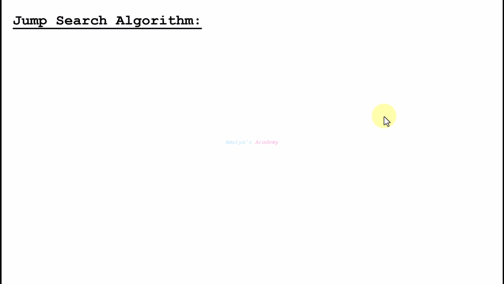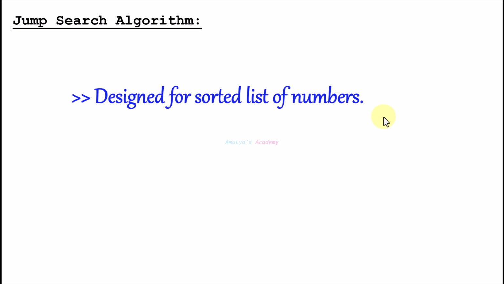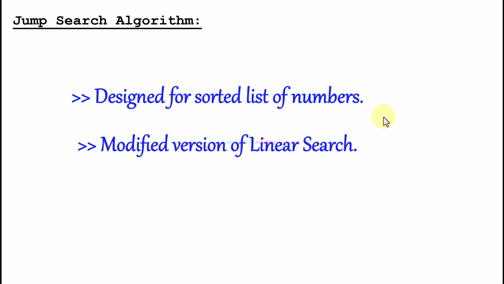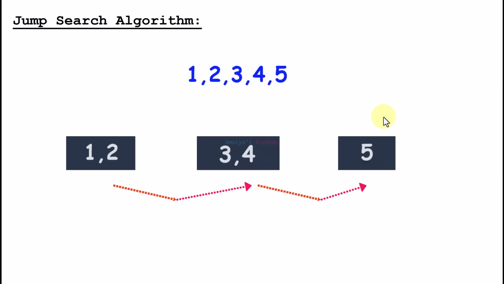In this algorithm video series, next let's talk about the jump search algorithm. Jump search is a searching algorithm designed for a sorted list of items that can be considered a modified version of linear search, specifically tailored to improve efficiency. Instead of checking elements one by one like in linear search, jump search skips a fixed number of elements at each step. Jump search compares the target value with the last element of each block.